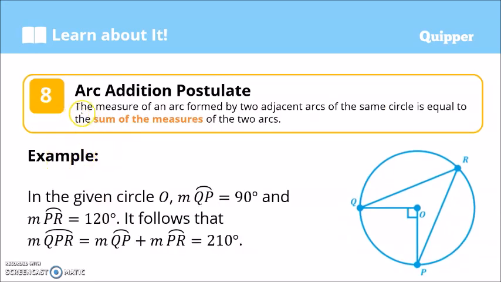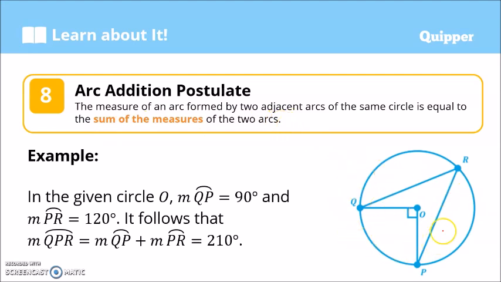We have what we call the arc addition postulate. So it says that the measure of an arc formed by 2 adjacent arcs of the same circle is equal to the sum of the measures of the 2 arcs. So when we say adjacent arcs, meaning yung magkatabi na arcs, the same circle. So they are on the same circle. And so, the measure of that arc is equal to the sum of the measures of the 2 arcs.